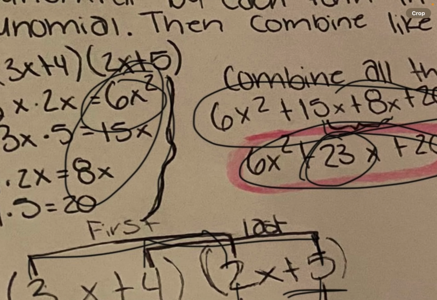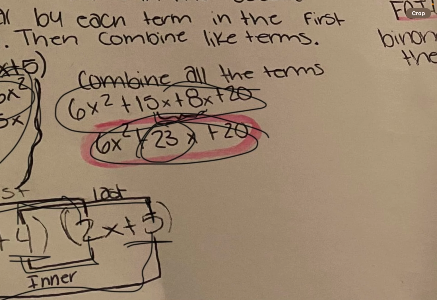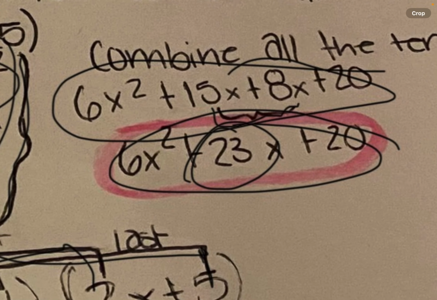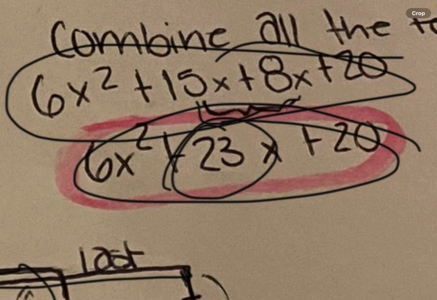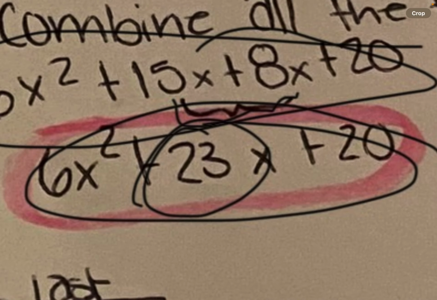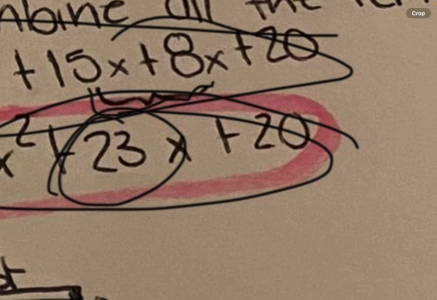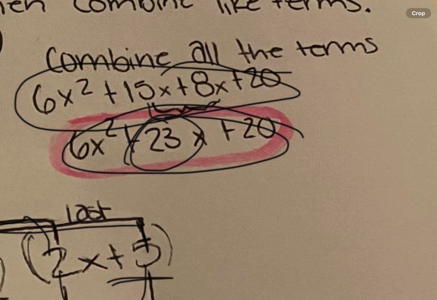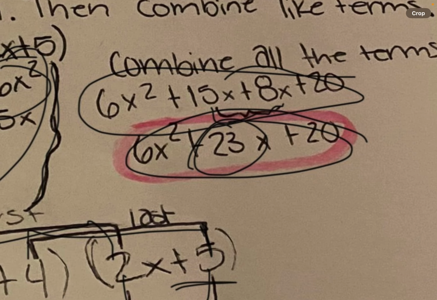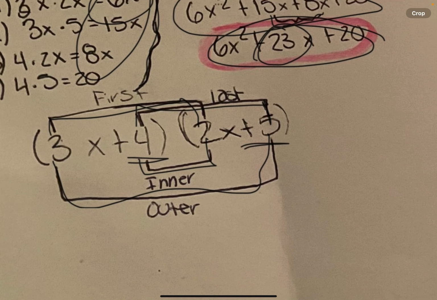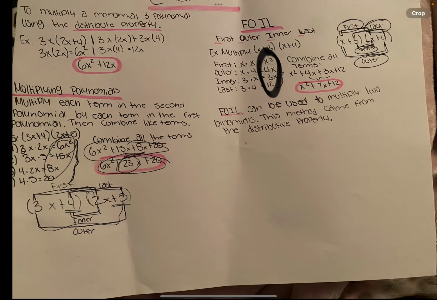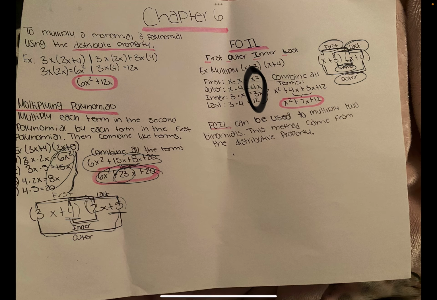We're going to once again combine all the terms, and we're going to put 6x to the power of 2 plus 15x plus 8x. And we're going to add that, which is our total of 23x plus 20, and we're going to drop that down, and this gives us our answer highlighted in pink, and I drew it in our FOIL method. And this is what we talked about in chapter 6.